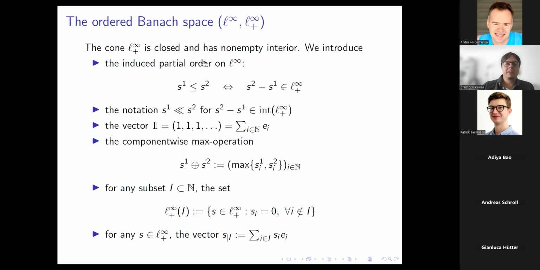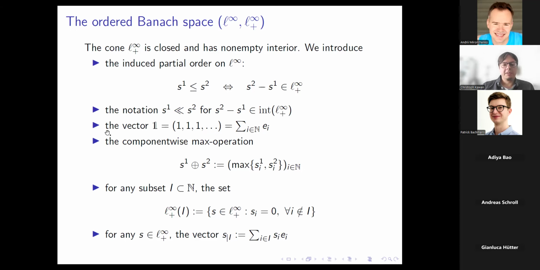So what are the concepts that we need? Well, first, it's easy to see that the cone is closed in L infinity and it has non-empty interior. Then, as usual, the cone induces a partial order on the vector space in the usual way, as you can see here. Then we also have a notation for two vectors, S1 and S2, that one is strictly less than the other if the difference is in the interior of the cone.